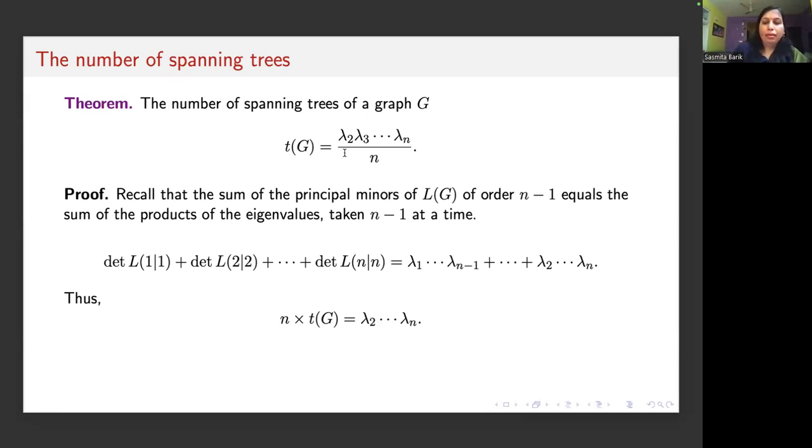So this is about the matrix tree theorem, and this part is interesting. And this, I think, came later.